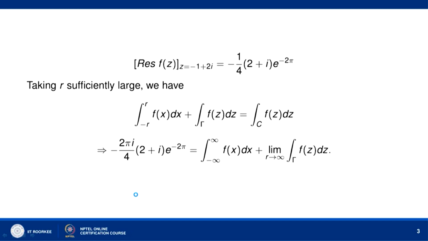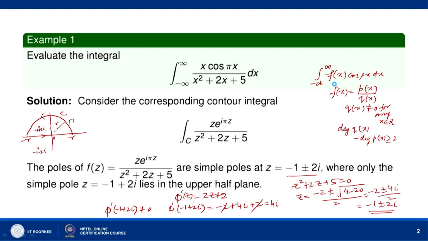So, let us find the residue of f z at z equal to minus 1 plus 2I. In order to find this, the residue of f z at z equal to minus 1 plus 2I will be equal to, we have z e to the power I pi z over z square plus 2z plus 5. So, we will differentiate the denominator and put the value of z.